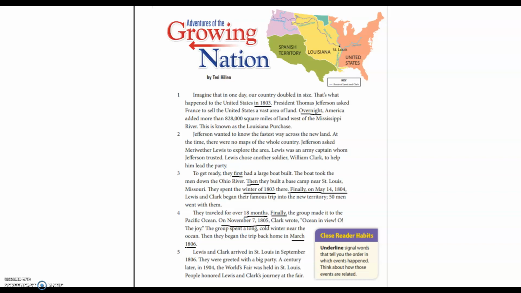Lewis and Clark arrived in St. Louis in September 1806. They were greeted with a big party. A century later, in 1904, the World's Fair was held in St. Louis. People honored Lewis and Clark's journey at the fair. So you can see there are a lot of sequence words in this informational text.